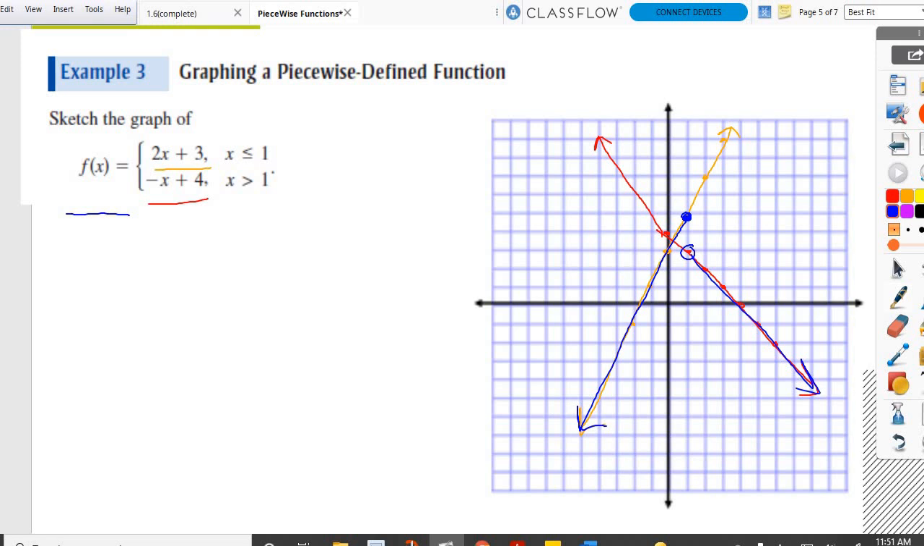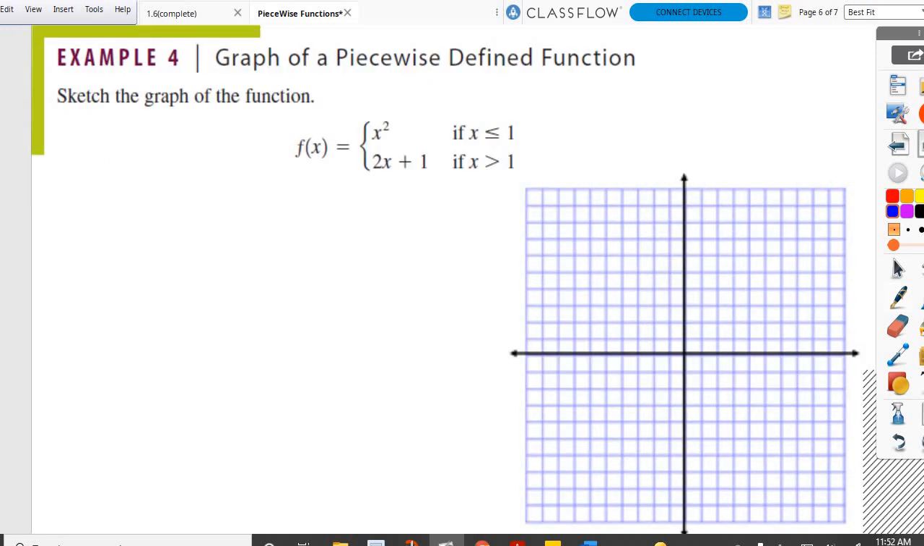Because again, guys, this isn't an inequality. An inequality would be if I had 2x plus 3 is greater than 1. That's when you would shade above or below your graph. This is not an inequality. This is just where my pieces start and stop. Does that make sense? Piecewise function.